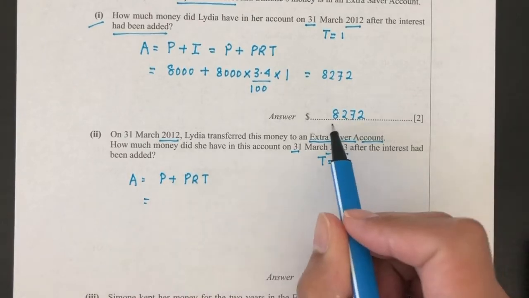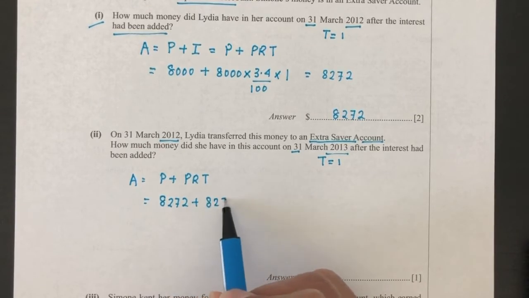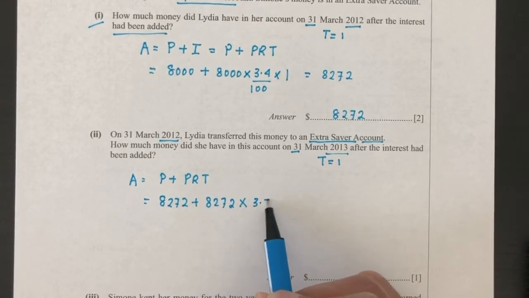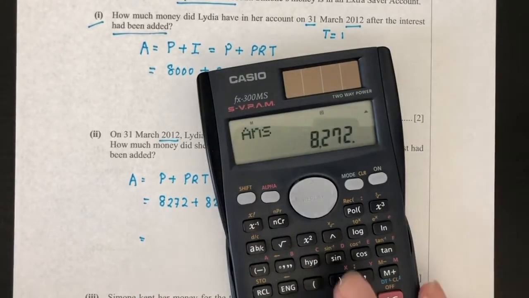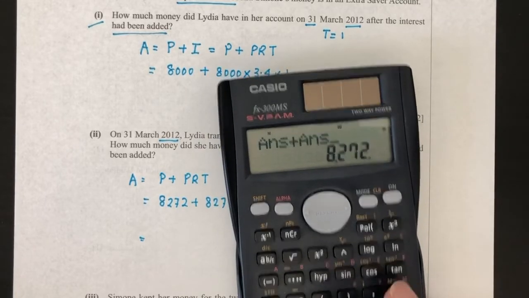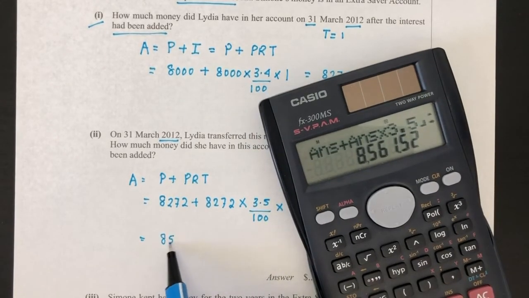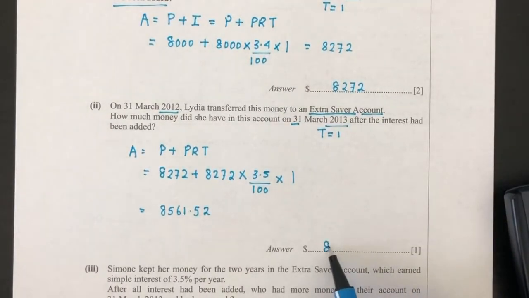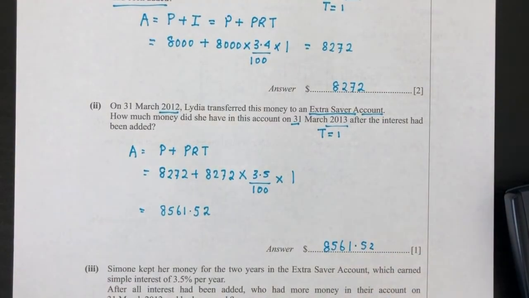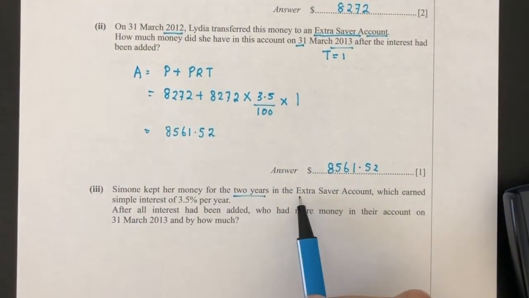Now P has changed because she has moved this much into this new account. So P will be 8272 plus 8272 times rate, which is 3.5%, and times years, which is 1. So the answer is this, plus the answer times 3.5 over 100. That will be 8561.52. So this will be the amount that she will have on this date, 8561.52.